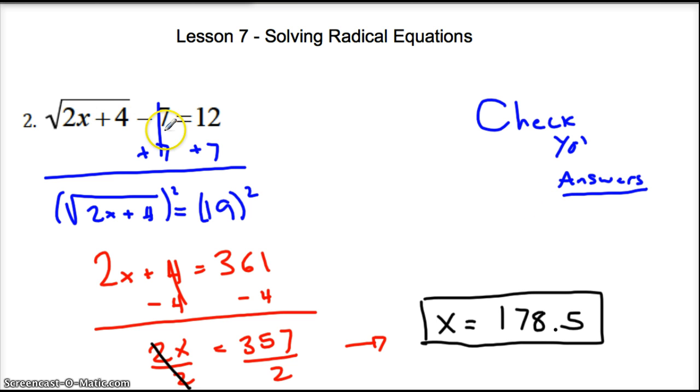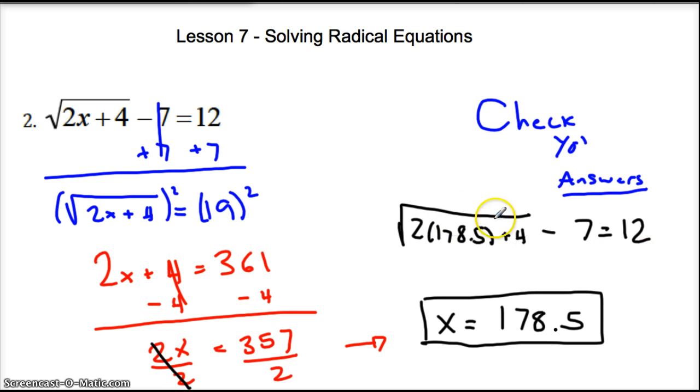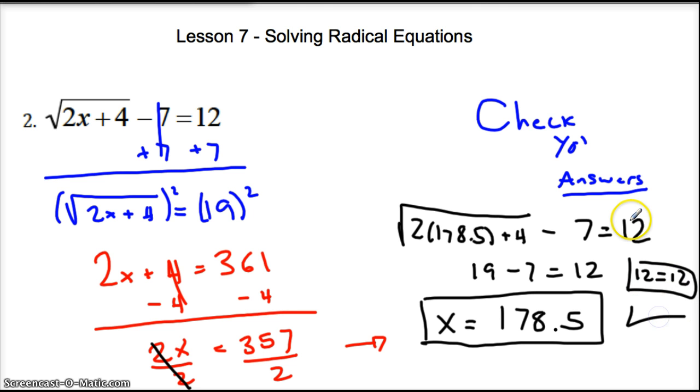Now, you might be thinking, I'm done. You're not. You have to go back and check your answer. So, let's put this into the good old trusty calculator. I'm going to check. This is going to go in here, so it's 2 times 178.5 plus 4, square root, minus 7 equals 12. I'm just going to put all this into the calculator. When I do, I get 19 minus 7 equals 12. And guess what? That means, well, 12 equals 12. And so this does check, and that is my answer.